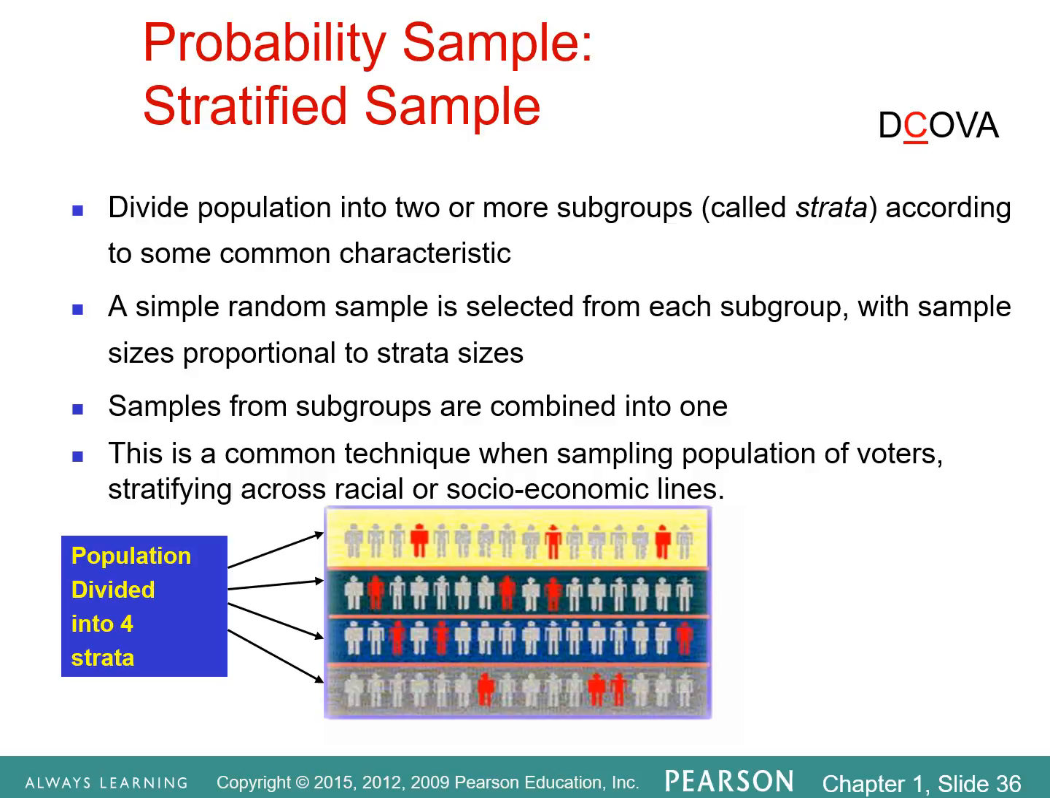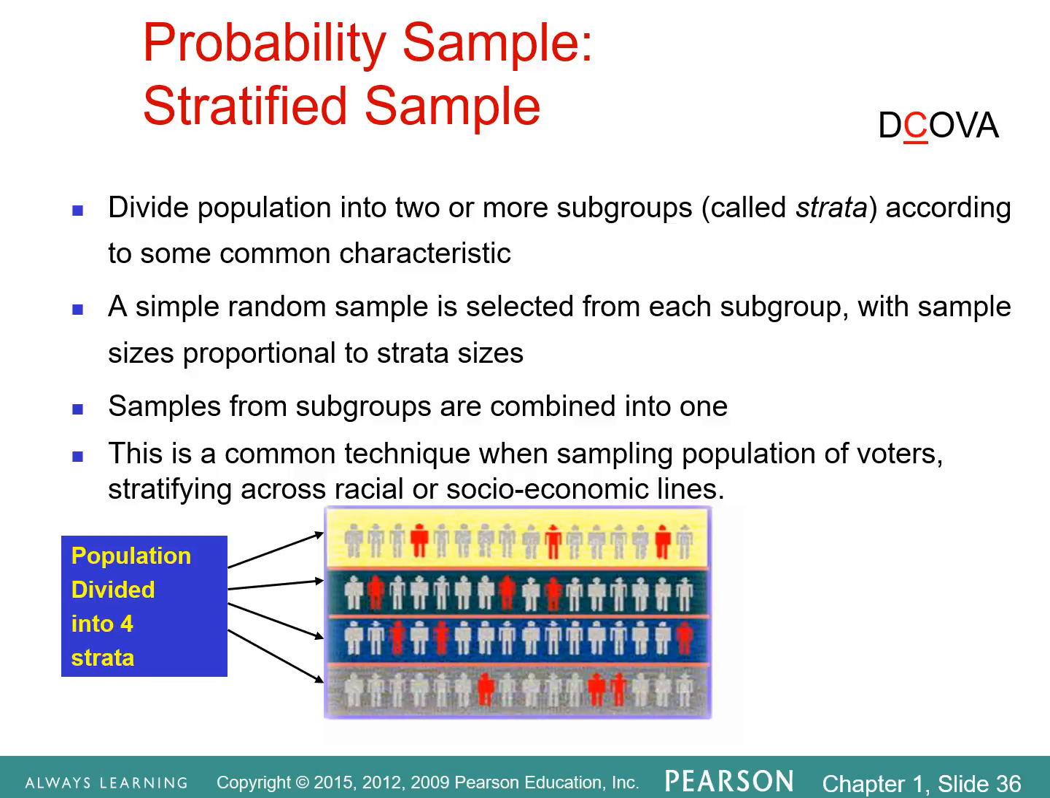So that was a probability sample. A stratified sample: divide the population into 2 or more groups, called strata, right? According to some common characteristic. Then randomly select from each subgroup with sample size proportions.